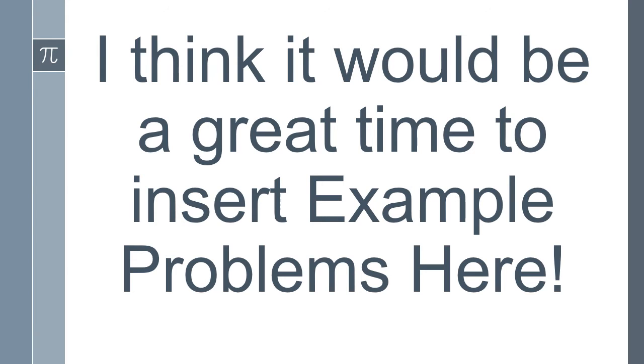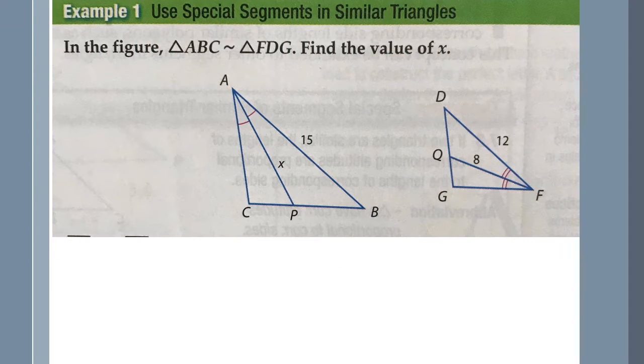In this figure, triangle ABC is similar to triangle FDG. Find the value of x. Well, since angle A and angle F are the corresponding angles, and they are being bisected, those angle bisectors are going to be proportional. So we can set this up one of two ways. I can set it up as bisector over bisector. We'll go with the small bisector. 8 over x is going to correspond to 12 over 15.